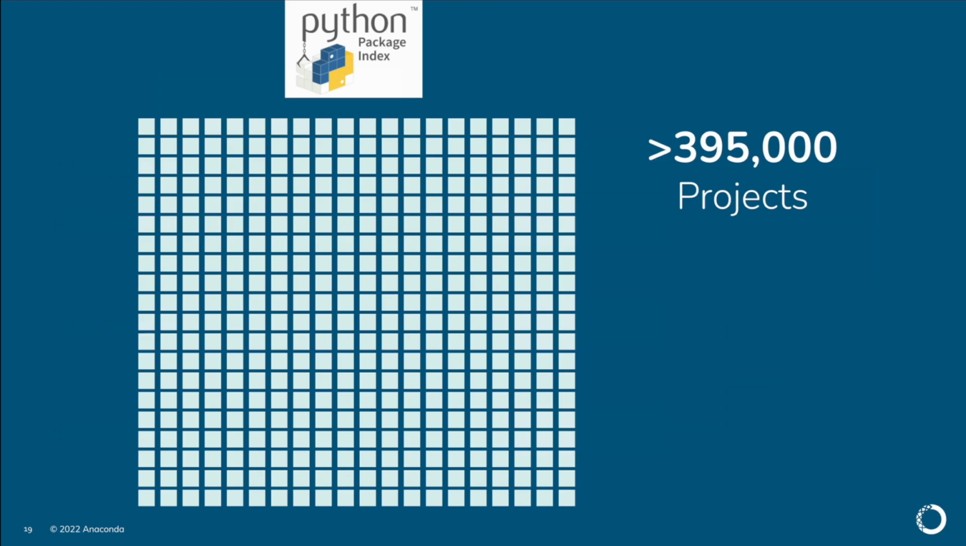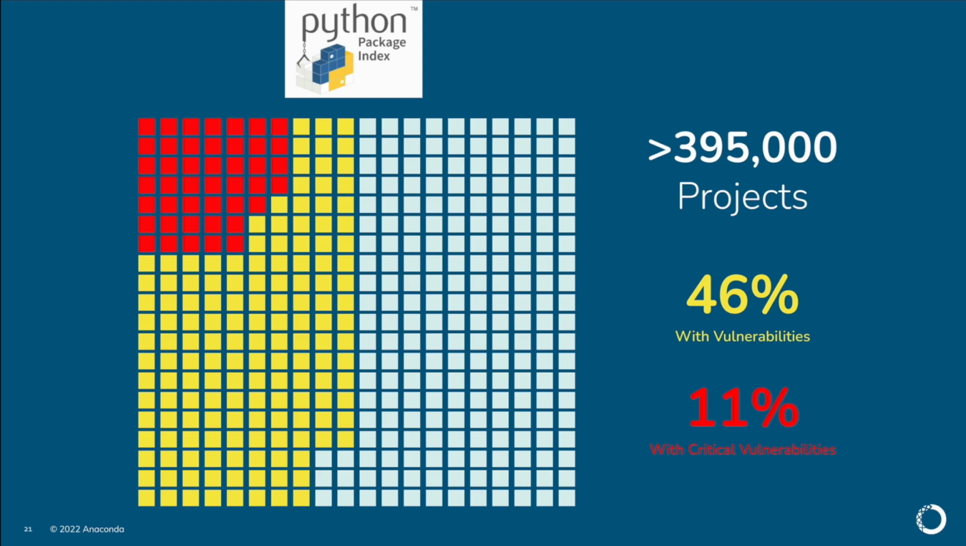So one of the most popular repositories in this ecosystem, PyPI, has 400,000 projects, right? And there was a study done, and it was understood that around 46% of the packages within PyPI were vulnerable. So nearly half. And effectively 11% of the packages were critical, right? So the highest score that NIST NVD gives out.